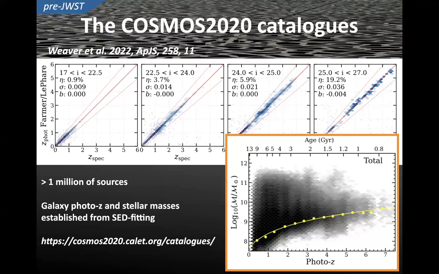And it degrades when you go to fainter magnitude. For instance, in the faintest bin above 25, we don't have a lot of spec-z, but it's quite consequent. So we have a precision of 4%.